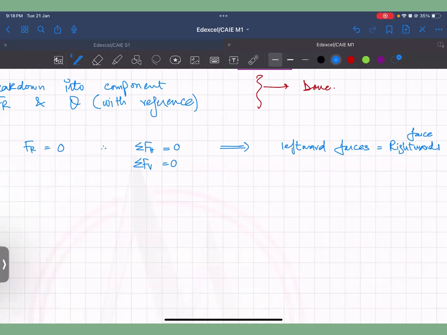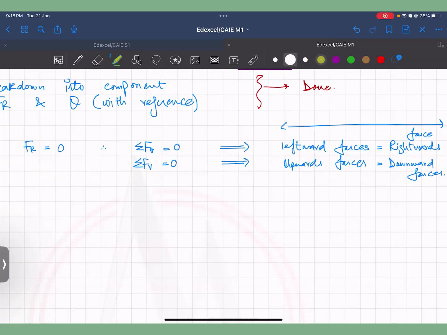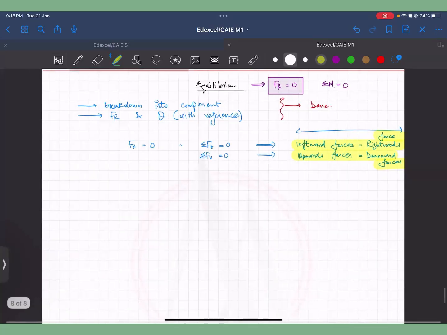Now this is something that we would be using. And one more thing from the vertical components is that the upward forces would be equaling out the downward forces. Now this condition will help you to find the unknown forces. You will see how right now. You would apply this condition whenever they talk about equilibrium.